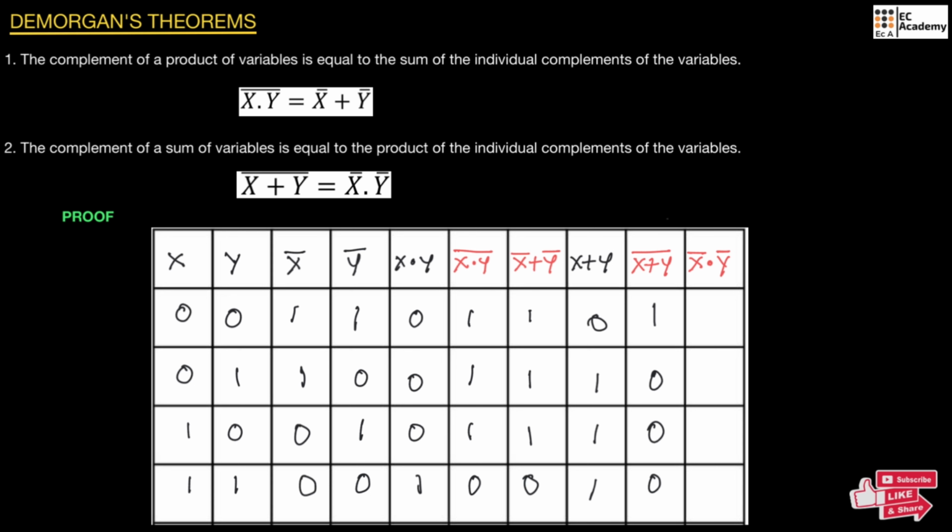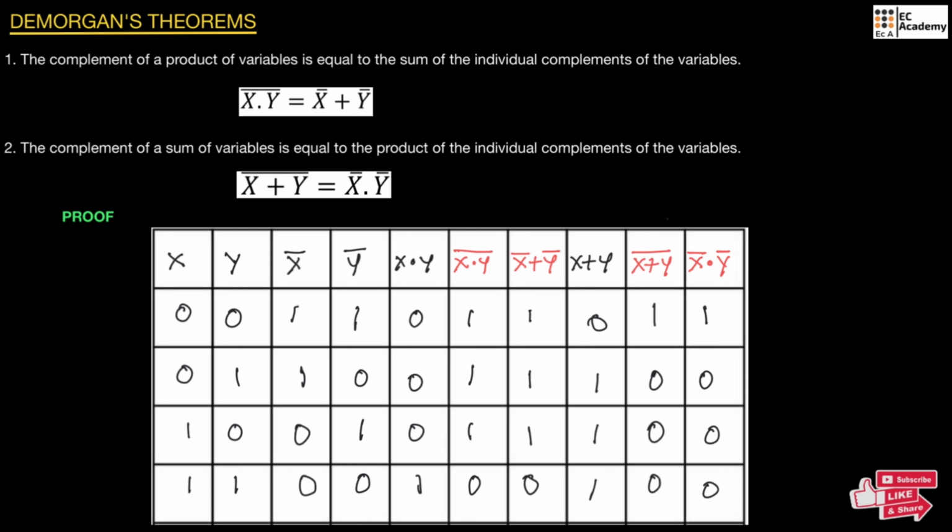Now let us find the AND operation of x bar and y bar, which will be x bar dot y bar. So the AND operation of x bar and y bar will be: 1 and 1 is 1, 1 and 0 is 0, 0 and 1 is 0, and 0 and 0 is 0. So x bar dot y bar will be 1, 0, 0, 0.